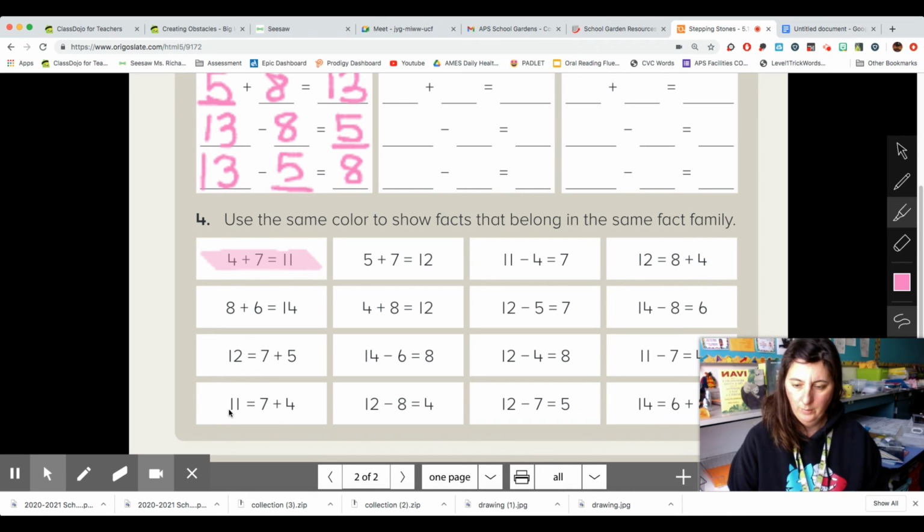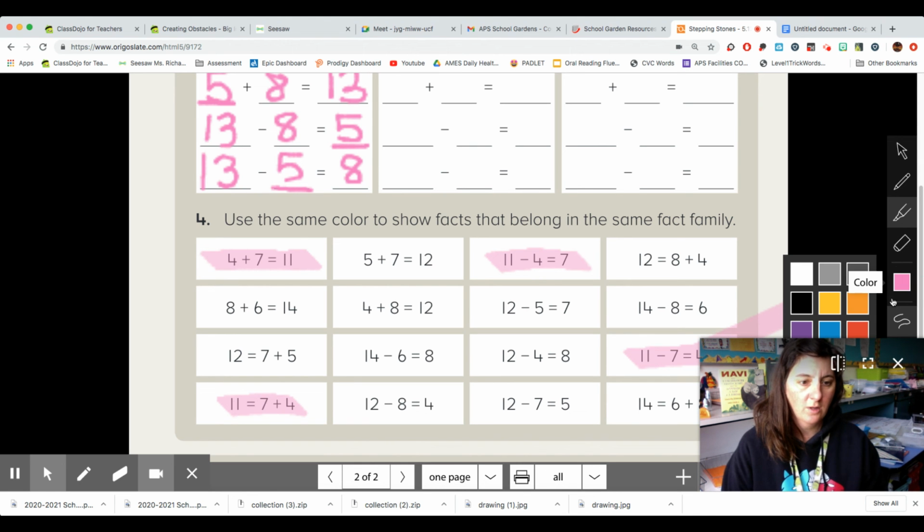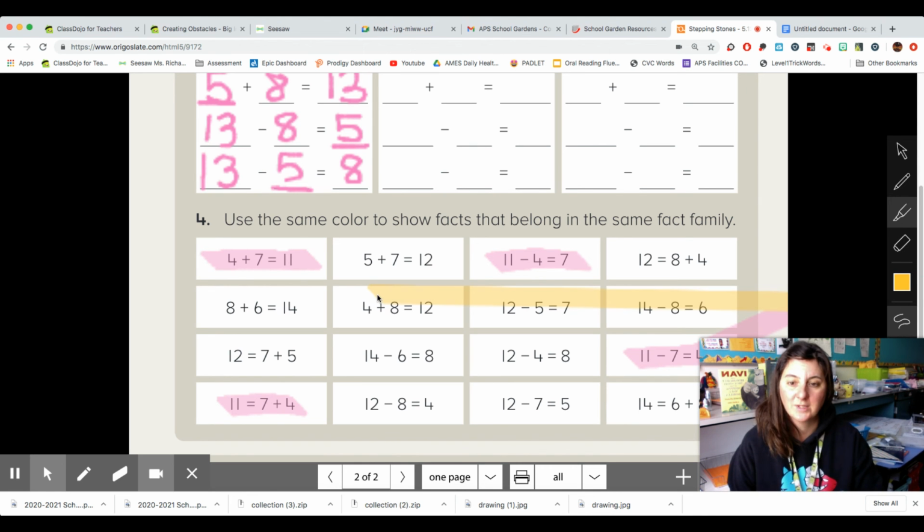Nope, nope, nope. Oh, look down here. 4, 7, and 11. That's the turnaround fact for that one. 4, 7, and 11. Here's one of the subtraction equations for that fact family. And then right here, 4, 7, and 11. Okay, and then I'm going to switch colors, and we're going to look for a different fact family.